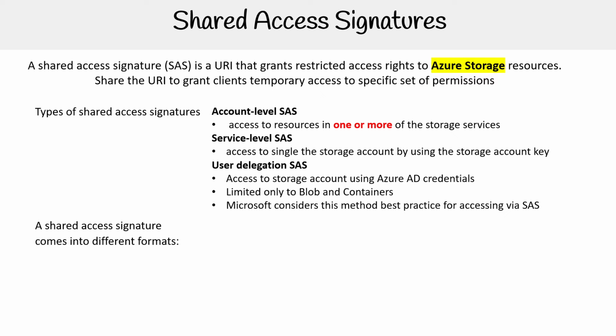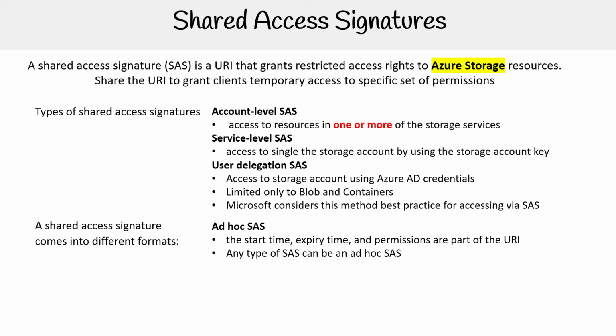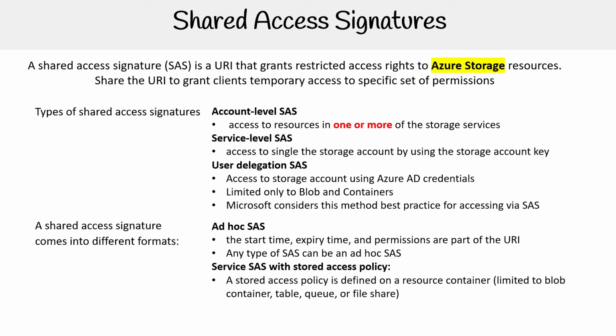A shared access signature comes in different formats. So you have ad hoc SAS, where the start time, expiry time, and permissions are part of the URI. Any type of SAS can be an ad hoc SAS. Then you have service SAS with stored access policies. A stored access policy is defined on a resource container, limited to the blob container, table, queues, or file shares. The stored access policy can be associated with multiple SAS to manage constraints.